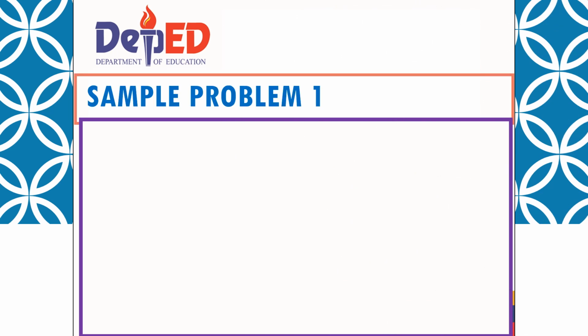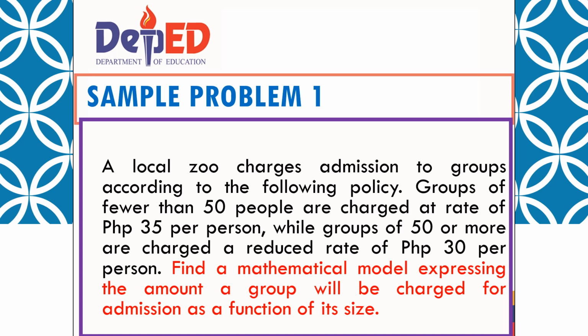Example problem, applying a piecewise function. Let me read. A local zoo charges admission to groups according to the following policy. Groups of fewer than 50 people are charged at the rate of 35 pesos per person, while groups of 50 or more are charged a reduced rate of 30 pesos per person. Find a mathematical model expressing the amount a group will be charged for admission as a function of its size. So dito, there's no need to answer. Ang hinahanap lang is anong equation or function or mathematical model lang.